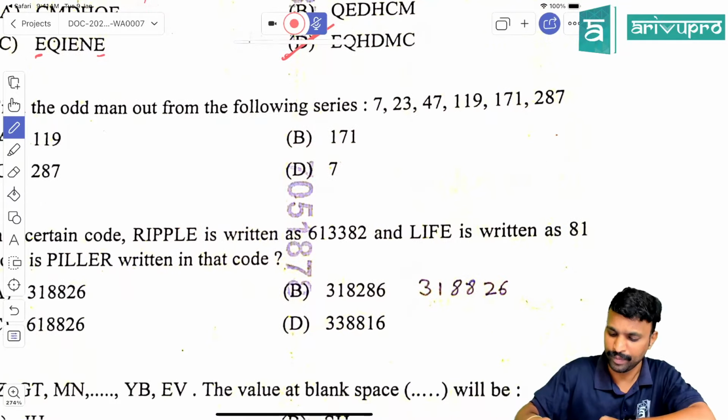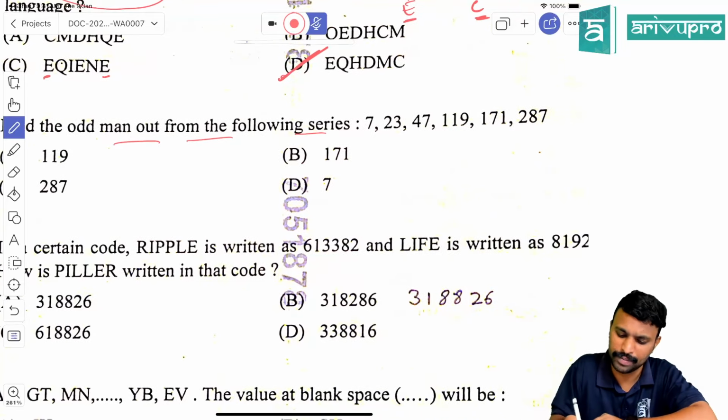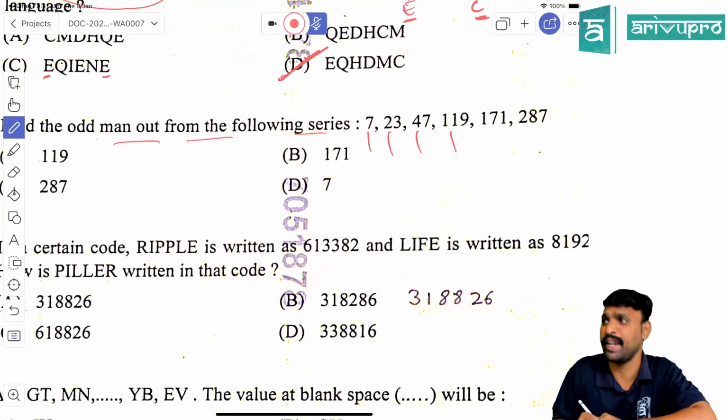Have you understood? Moving on to the next question, you need to find the odd man out from the following series. Guys, if you observe these numbers, they are very close to the perfect squares. Yes or no? This is 3 square minus 2.